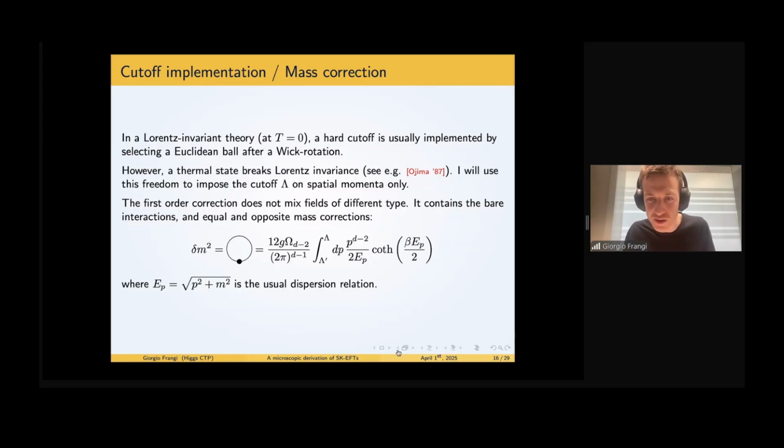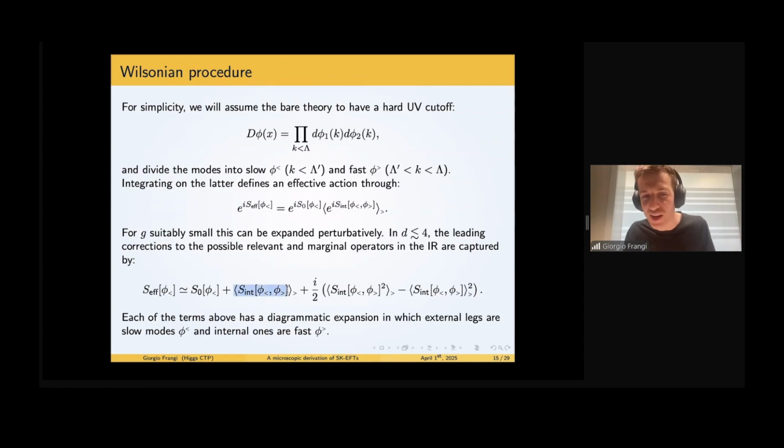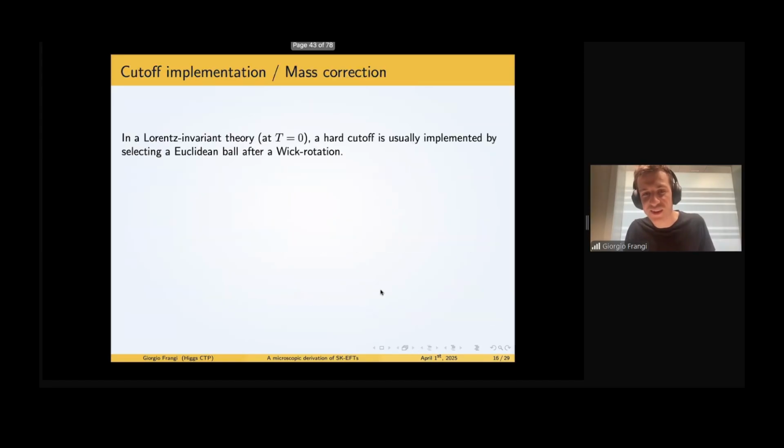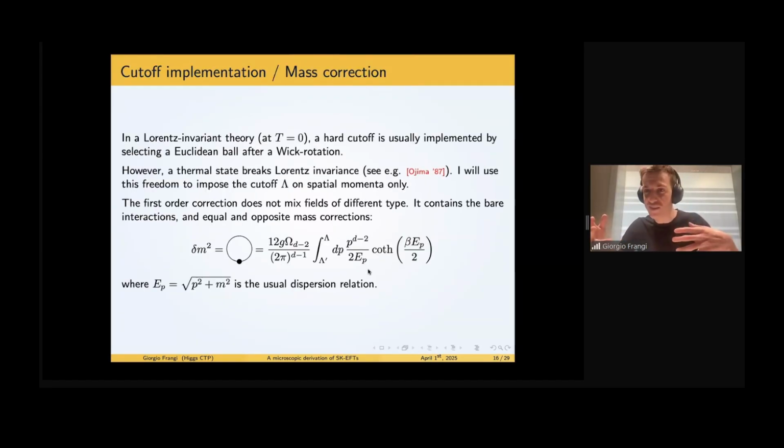Anyway, the first correction that I can calculate is the linear term in this expansion. So let me come back for a second. The first correction that I'm calculating is this linear part here. It does not mix fields of type 1 and type 2. So it just contains the two bare interactions, surprise, surprise, and it does contain a loop correction to the mass term. This is going to be equal and opposite for fields of type 1 and type 2, which means they have the same mass after a normalization. And this is the expression. If you're interested in it, it's not particularly illuminating.